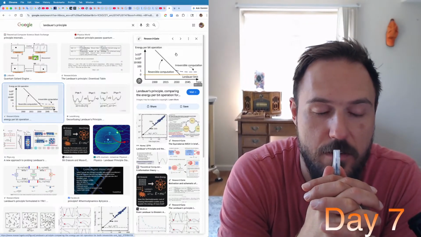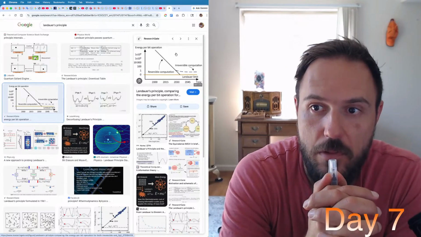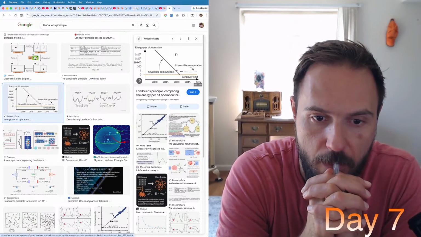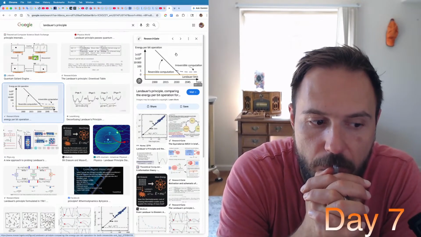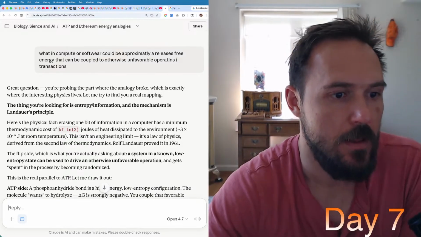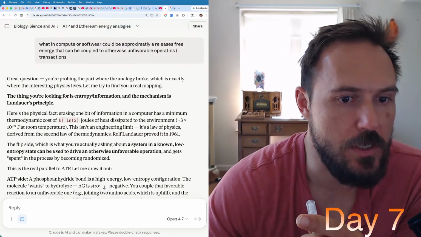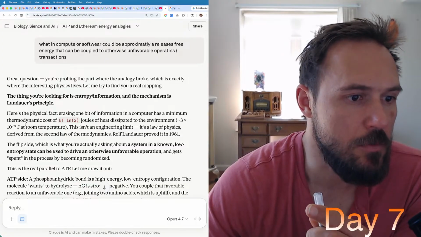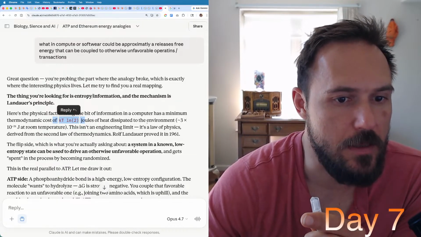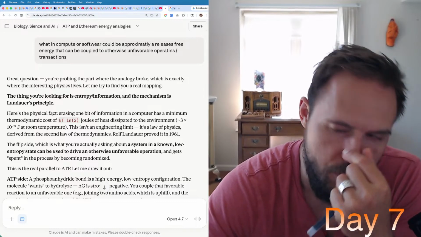It's crazy because it's fundamentally not how software works. Software will not work without compute. I'm going away from biology, but this is interesting. So Landauer. Here's the physical fact: erasing one bit of information in a computer has a minimum thermodynamic cost in joules in heat dissipated to the environment. No, it's taken from a hardware perspective. I'm trying to approach from a different angle.